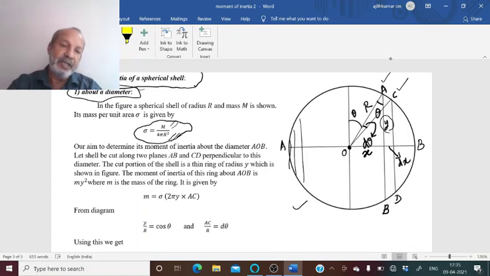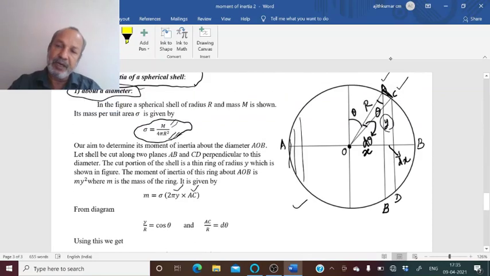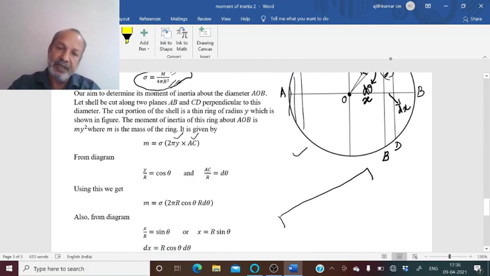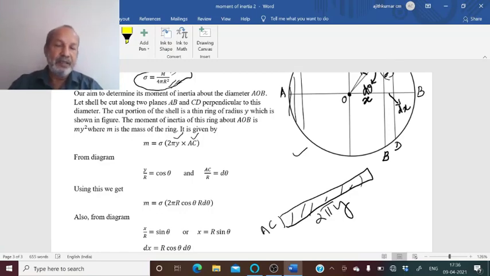Area of the ring is actually 2 pi y into AC. AC is the width of the ring. You can see here it is the width of the ring, and the total length of the ring is 2 pi y. Or if you cut the ring and stretch it, then you will get a rectangular figure. This is AC and this is 2 pi y. So 2 pi y into AC will be the area of the ring, and for unit area we have a sigma mass. So for this much area, the mass will be sigma into that area, that is written here.